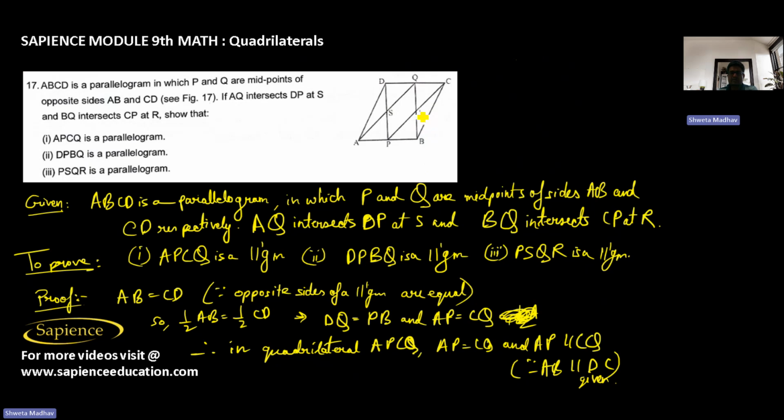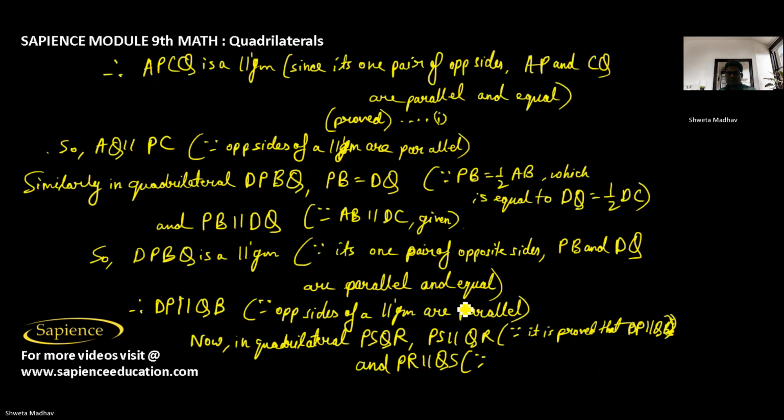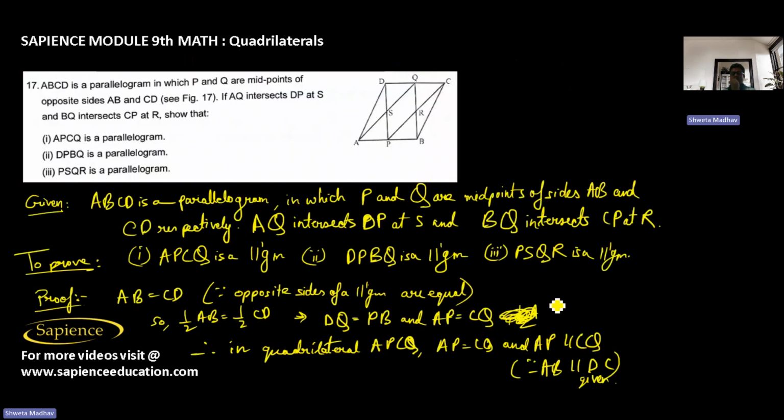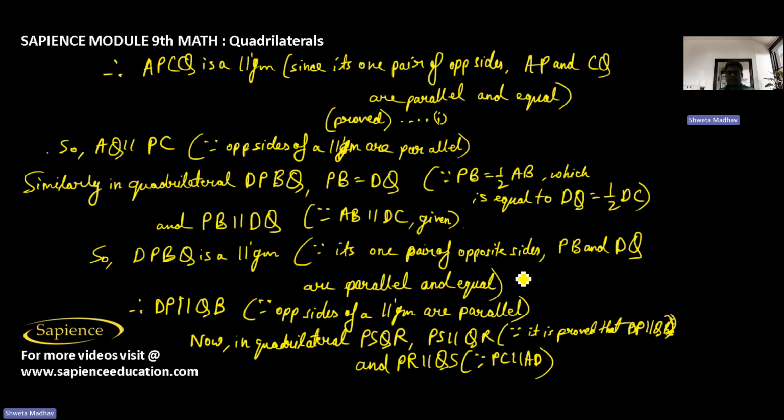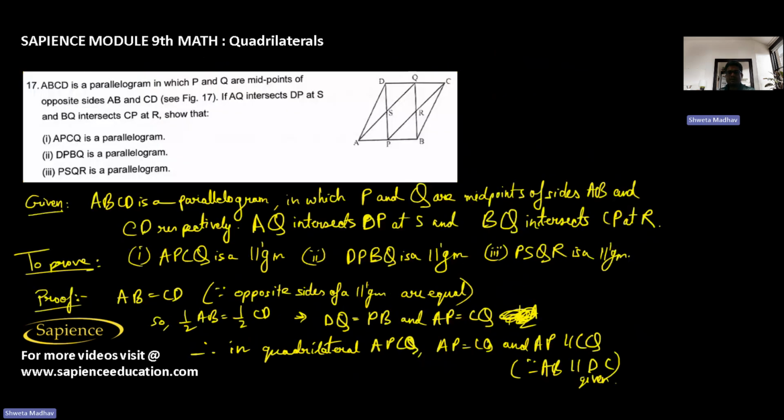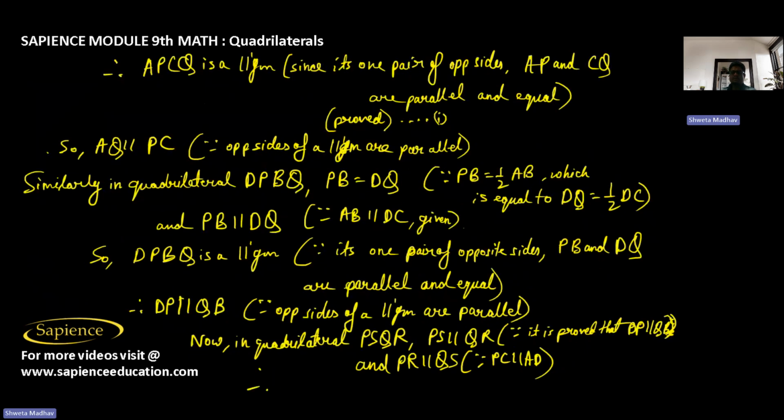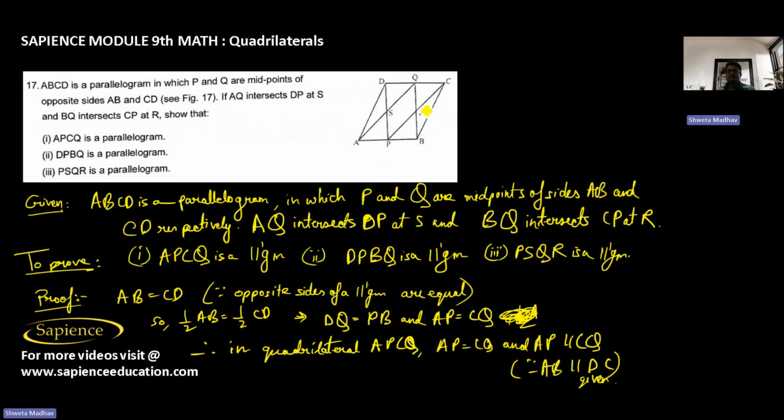Since PC is parallel to AD, PR is parallel to QS. So therefore, you can see that opposite sides of quadrilateral PSQR are parallel.